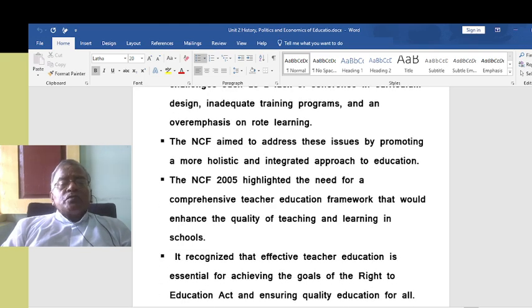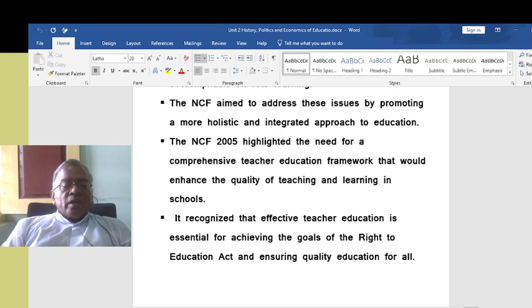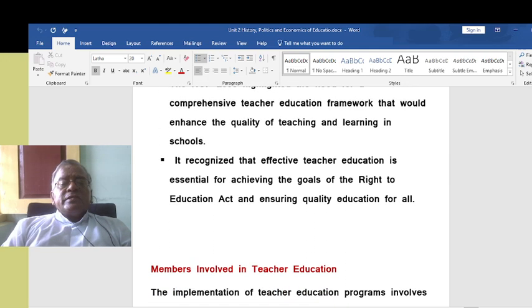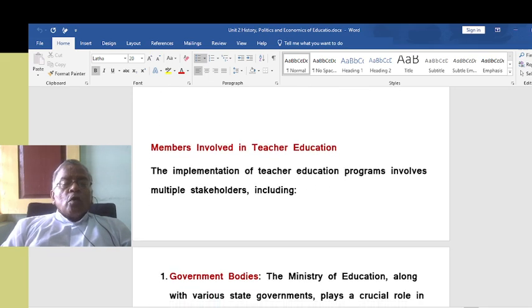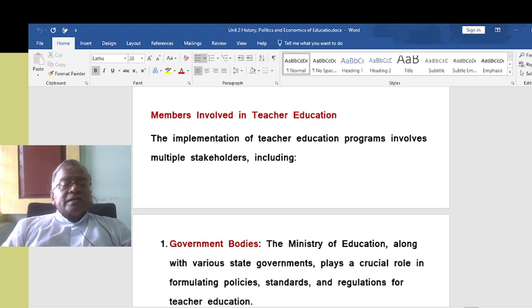The NCF 2005 highlighted the need for a comprehensive teacher education framework that would enhance the quality of teaching and learning in schools. It recognized that effective teacher education is essential for achieving the goals of the Right to Education Act and ensuring quality education for all. Who are the members involved in teacher education?